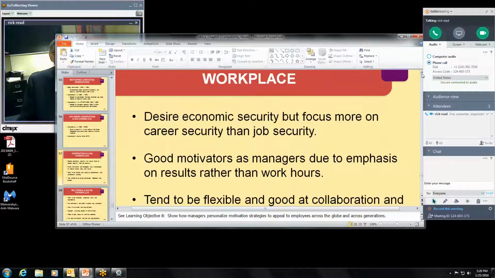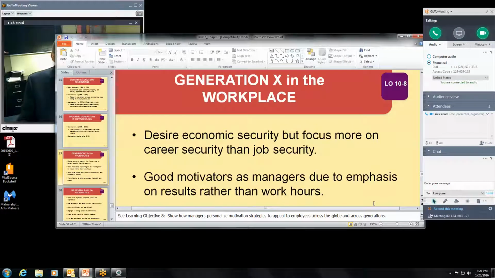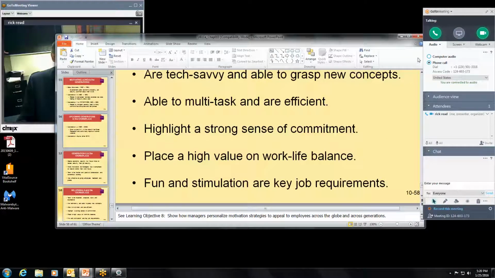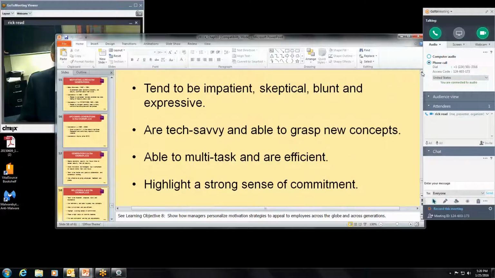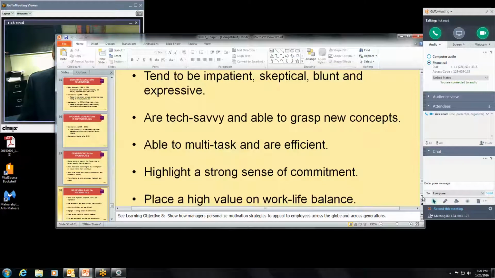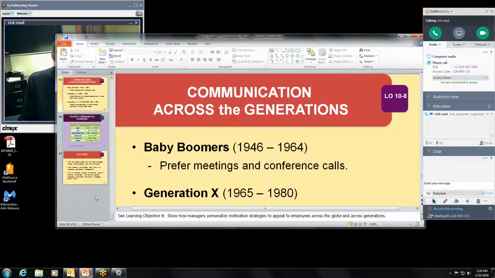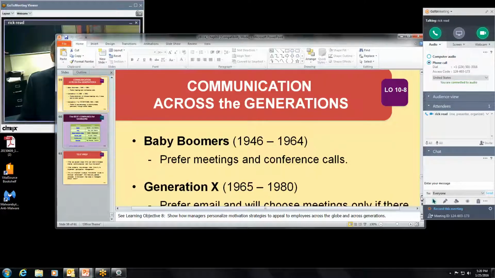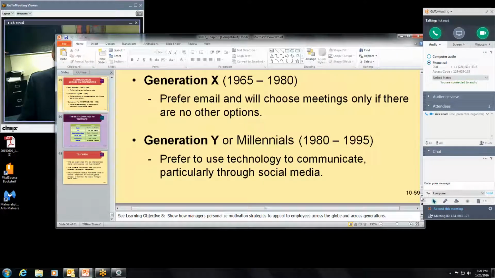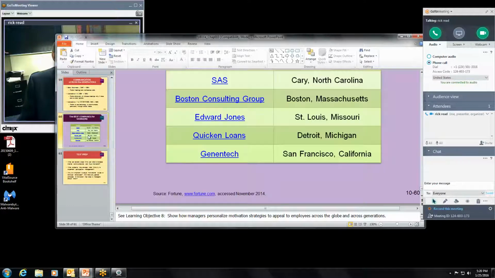Generation X wants security in the workforce. Millennials are tech savvy. We know that. And they want a strong sense of commitment. Baby boomers want meetings and conference calls. Gen X email. Gen Y technology to communicate. And this is just a listing of the best companies to work for.